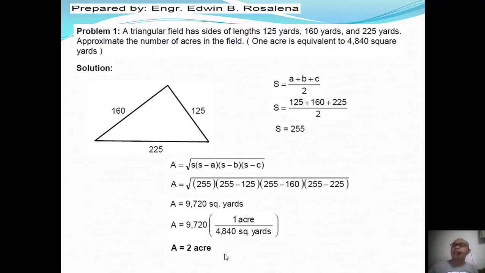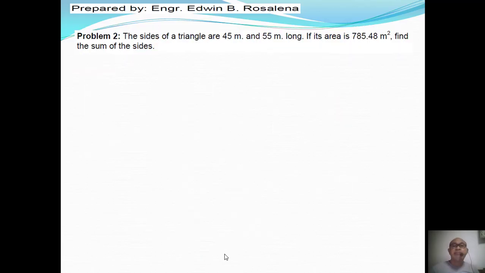Okay, so that illustrates the use and how to compute the area using Heron's formula, if we are given three sides. Next problem. Problem 2. The sides of a triangle are 45 meters and 55 meters. If its area is 785.48 square meters, find the sum of the sides.